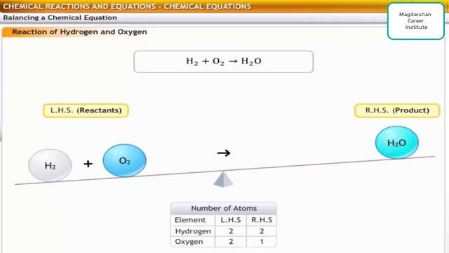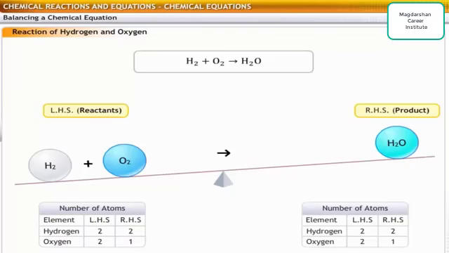According to the law of conservation of mass, the number of atoms on the reactant and product side should be the same. In step 3, you need to select the element that occurs in the minimum number of places in the equation. You can see that there are 2 hydrogen atoms on each side, while there are 2 oxygen atoms on the left-hand side and only 1 on the right-hand side of the equation. Hence, oxygen has to be balanced first.